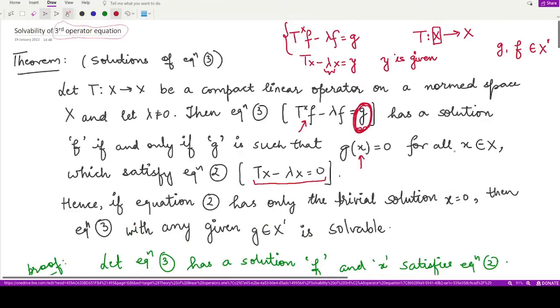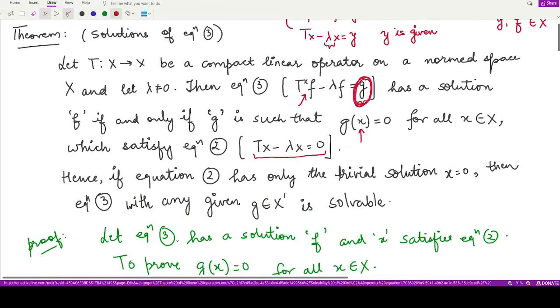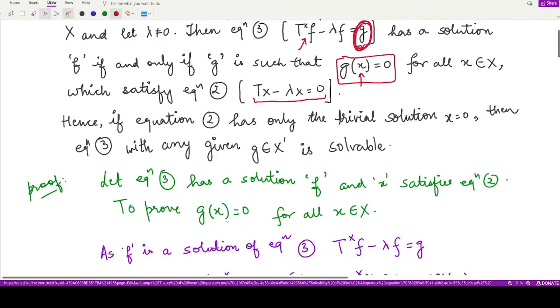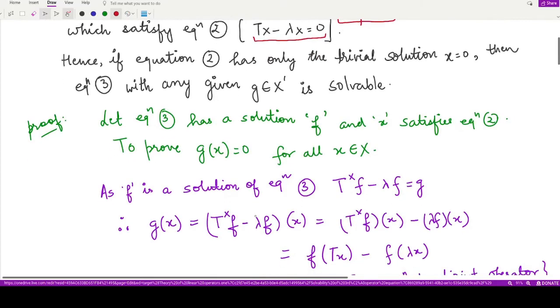Here, first of all, we assume that equation 3 has a solution f and x satisfies equation 2. What are we required to prove here? We are required to prove that g of x is equal to 0. To prove that, let's see how we can proceed. Because f is given to be any solution for equation 3, that is T cross f minus lambda f is equal to g, we are required to calculate g of x, and we have to show that g of x is equal to 0.